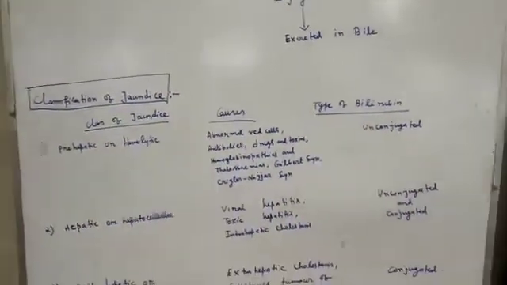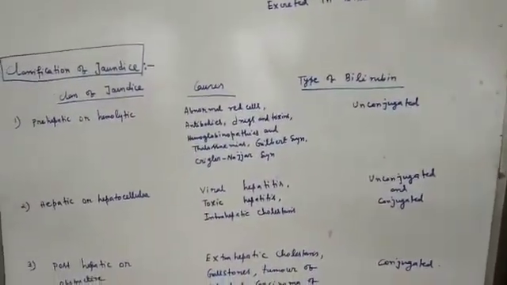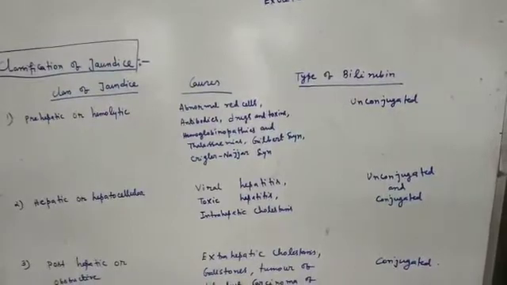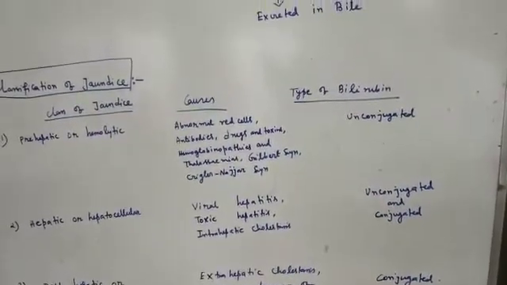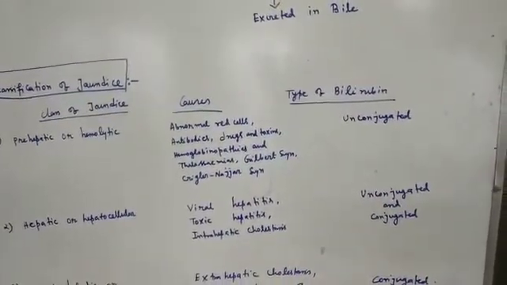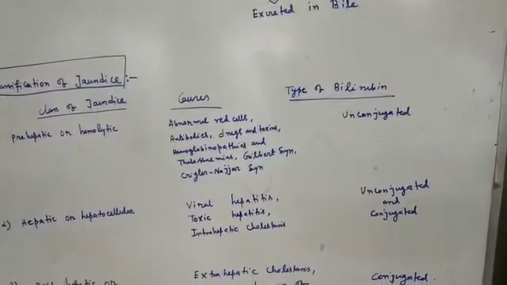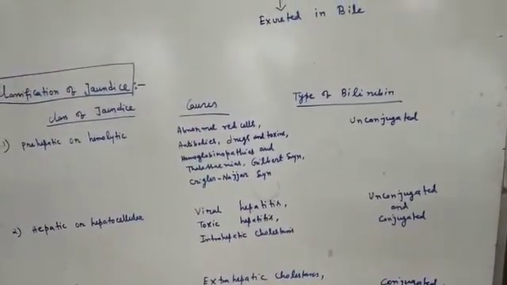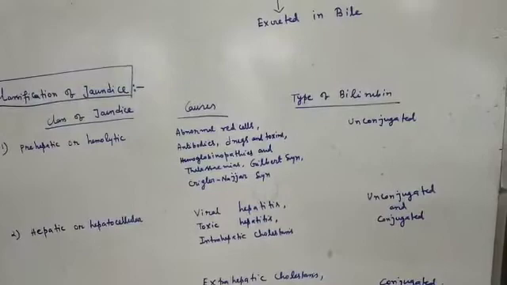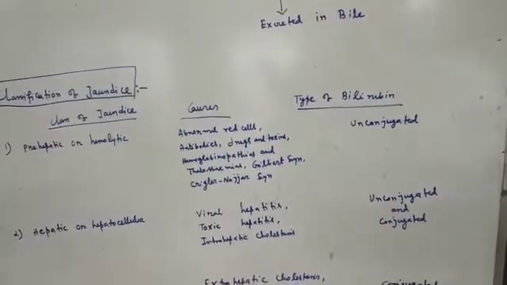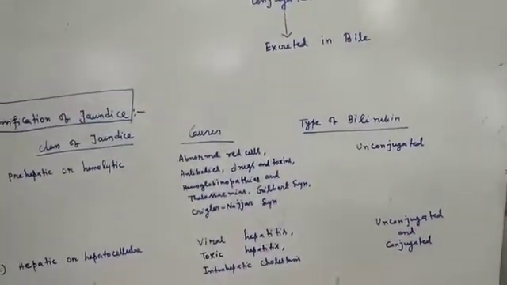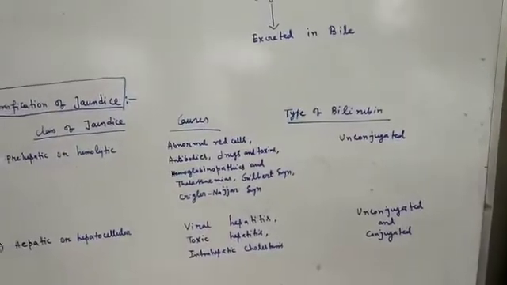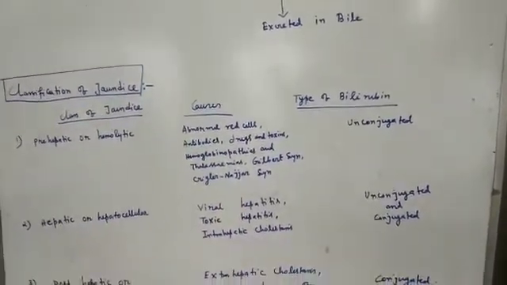The next type is hepatic or hepatocellular jaundice, and common causes of hepatocellular jaundice are viral hepatitis, toxic hepatitis, intrahepatic cholestasis. And in this type of jaundice, both conjugated and unconjugated bilirubin will be raised. Though conjugated bilirubin will be normal after the initial cholestatic phase.